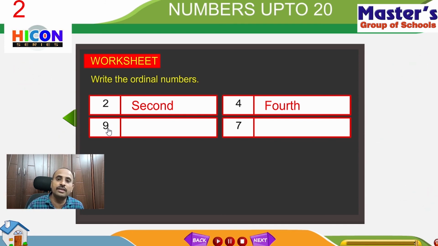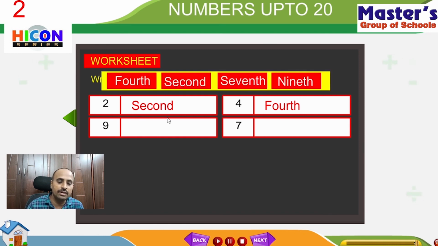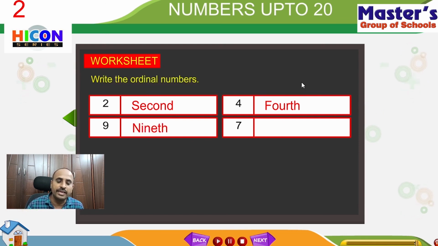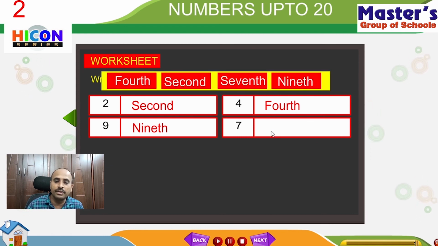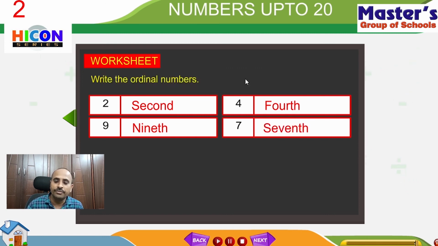So children, see the next cardinal number is 9. We have to write the ordinal number for the given cardinal number 9. So the ordinal number for 9 is ninth. N-I-N-E-T-H, ninth. So see the last one, 7. The ordinal number for 7 is, so its position will be 7th. S-E-V-E-N-T-H, 7th. So these are the ordinal numbers for the given numbers. So children, this is about the chapter numbers up to 20. So children, practice the problems which are given as your homework. Okay, thank you.